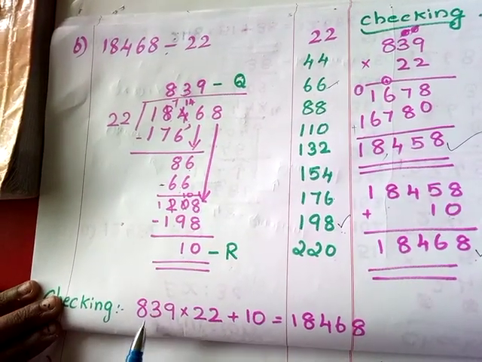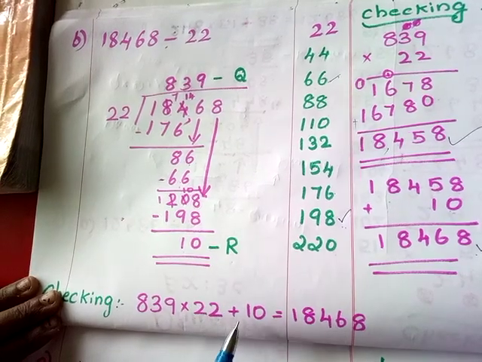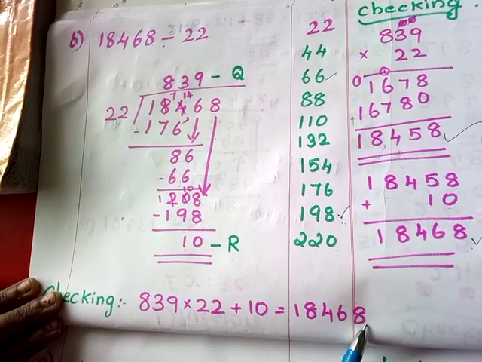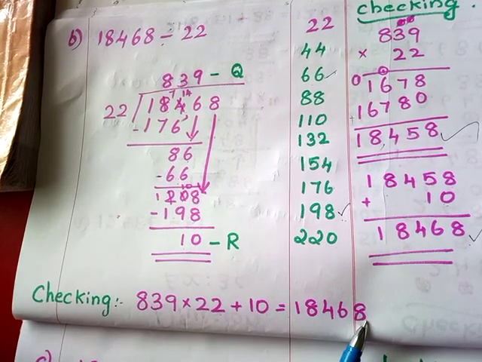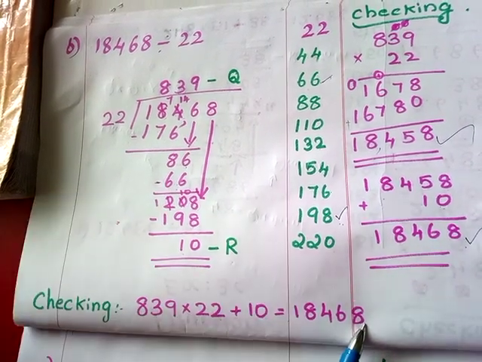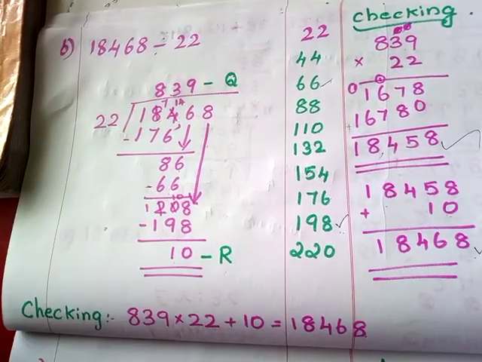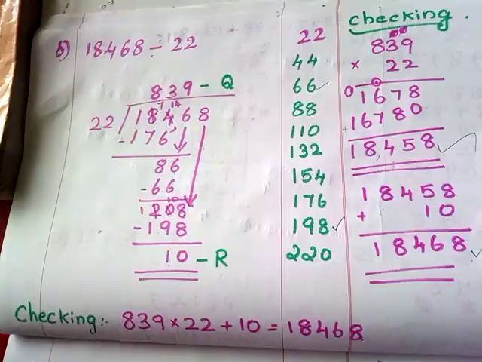So here you can write it as 839 into 22 plus 10 is equal to 18,468. So this also you have to copy down into your classwork. Pause the video and copy down the problems exactly what I have written into your classwork.